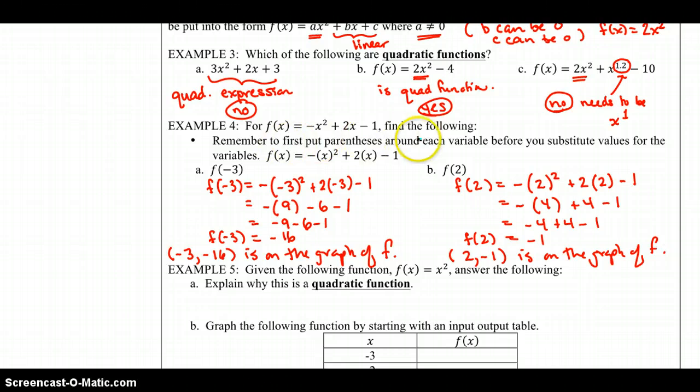So again, when evaluating these functions, especially when they have square terms, it's a very good habit to put parentheses around each of the individual variables before we substitute.